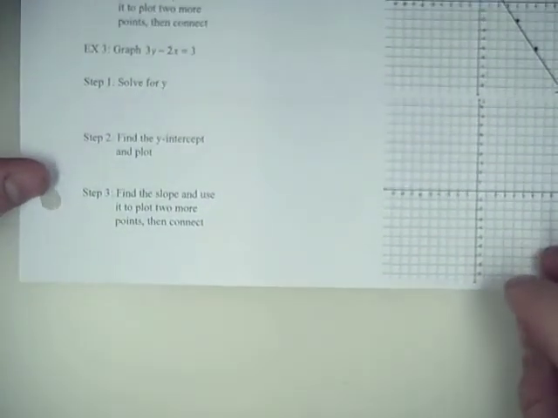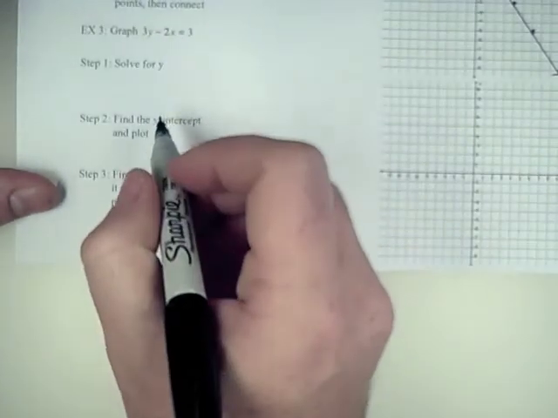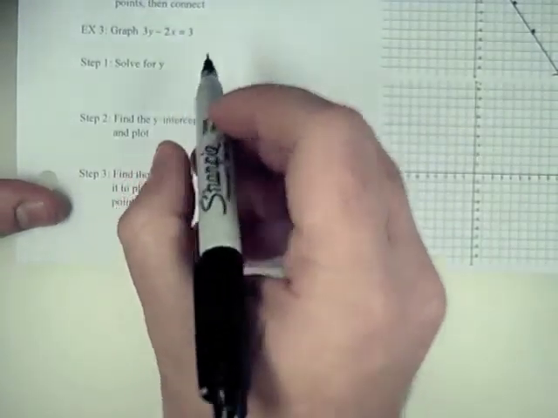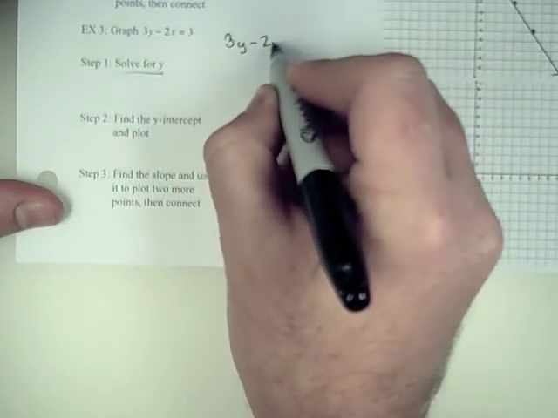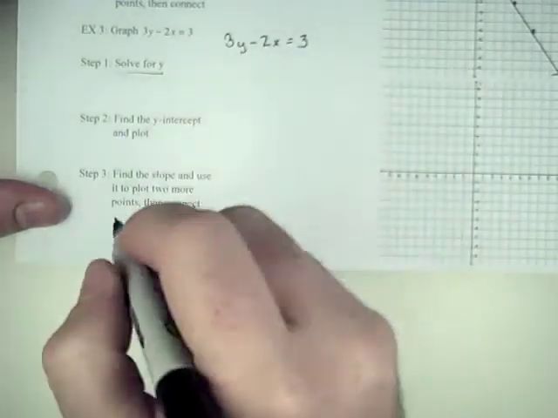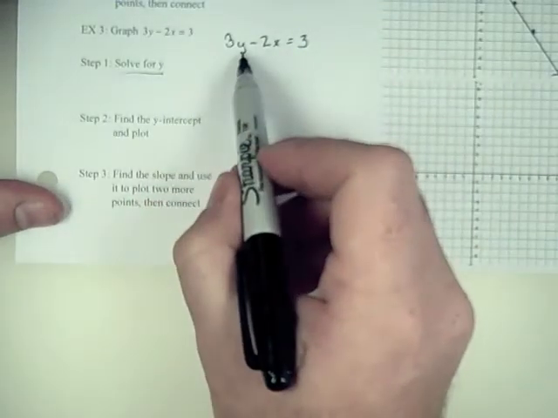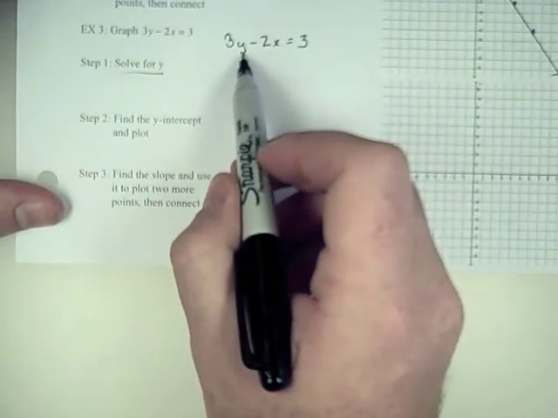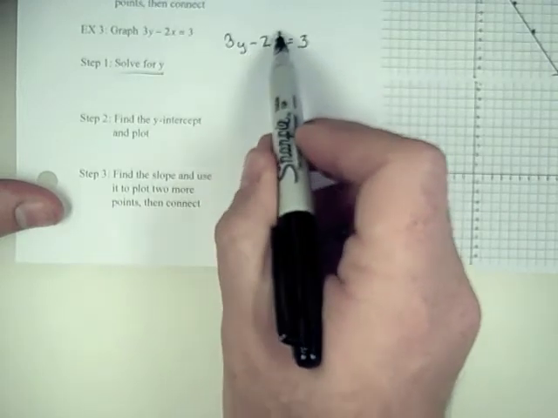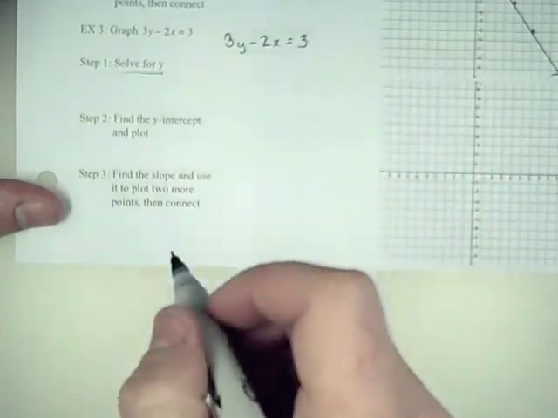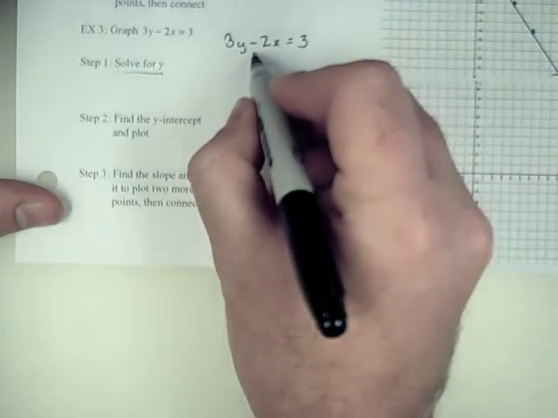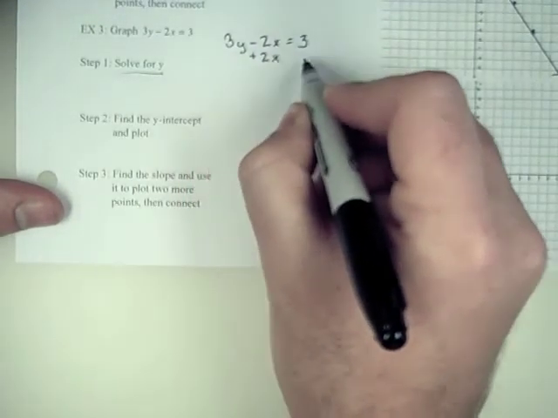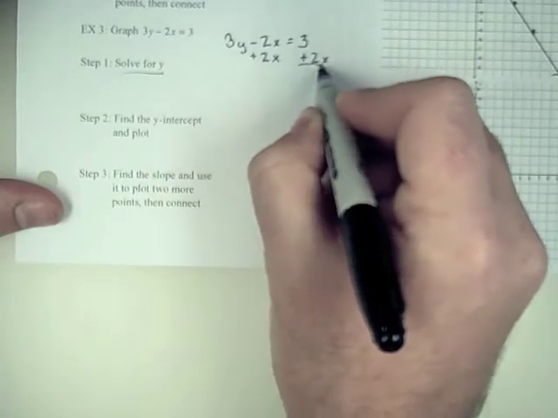Example number 3 is slightly different because we do not have our line in slope-intercept form. In order to do that, we need to solve for y. 3y minus 2x equals 3. Remember that when we solve for y, we're trying to get y all by itself. First, we need to move this -2x to the other side, and you always have to do the opposite operation to move something to the other side. So plus 2x to both sides.